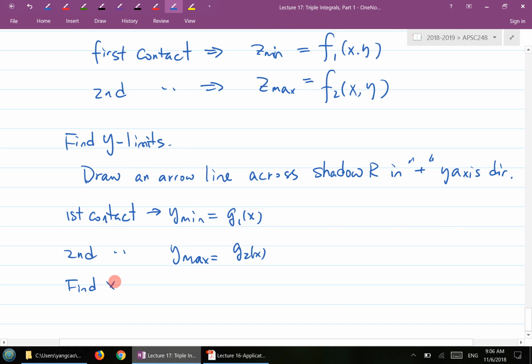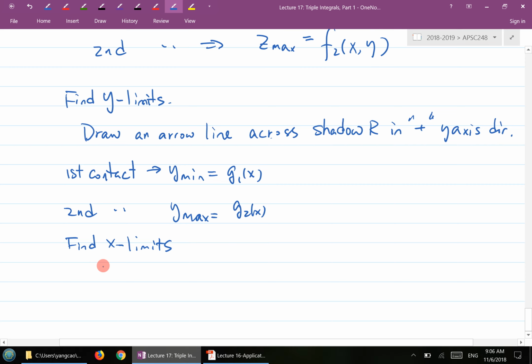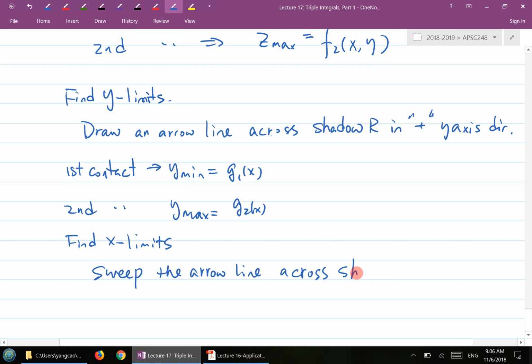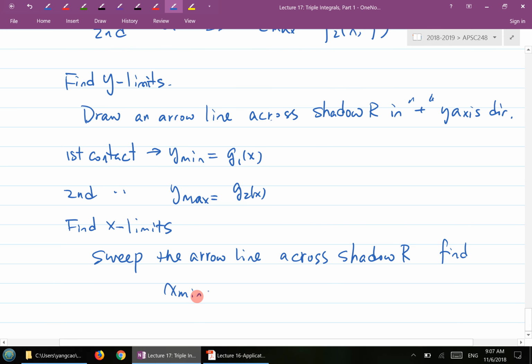And the last step is to find x limit. X limit is you're going to move that arrow line that you just drew across this region, across the shadow R. So move or sweep the arrow line across shadow R. Then you find the two edges sandwiching this shadow R.